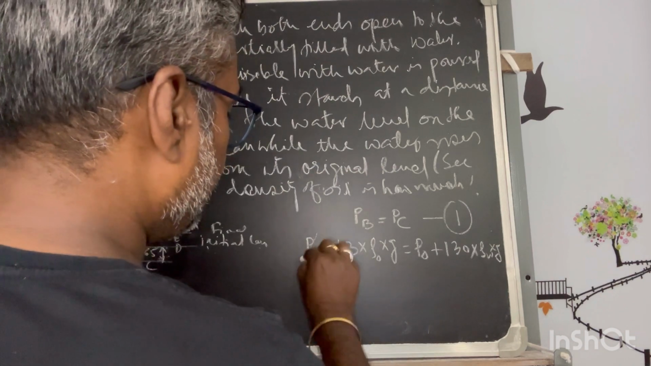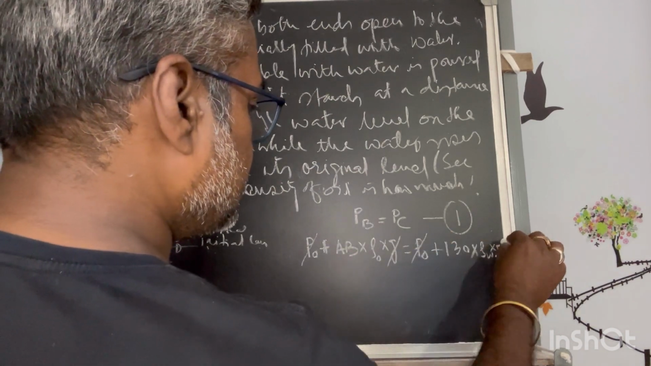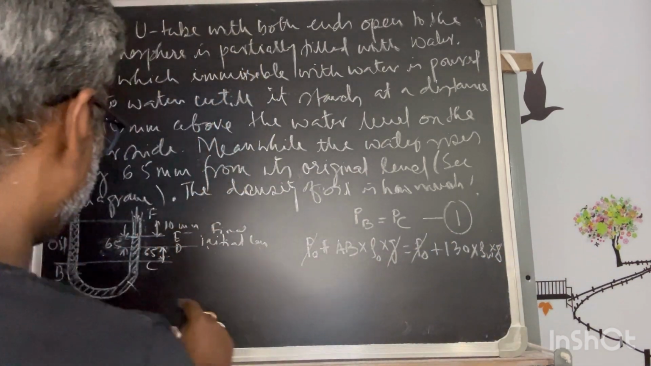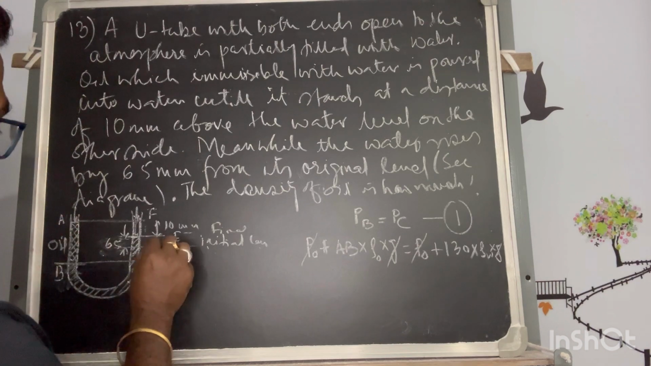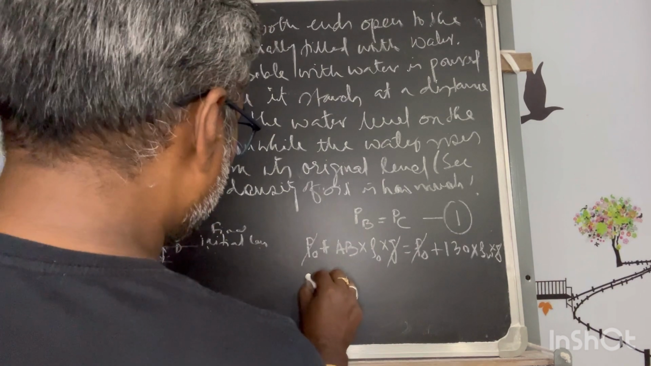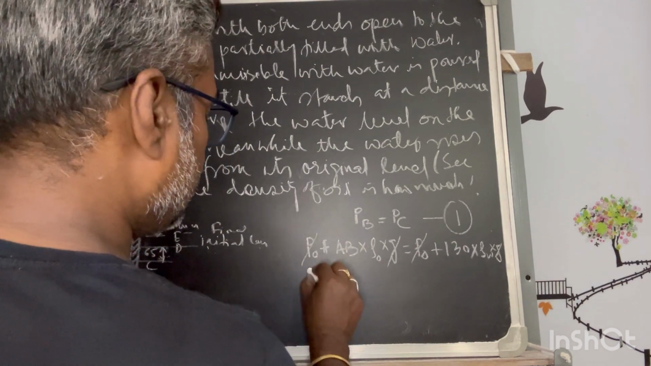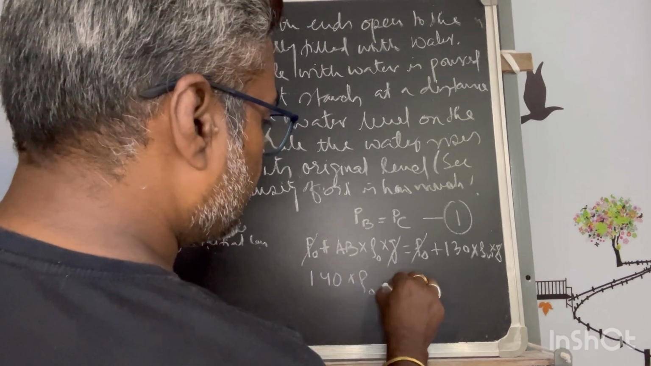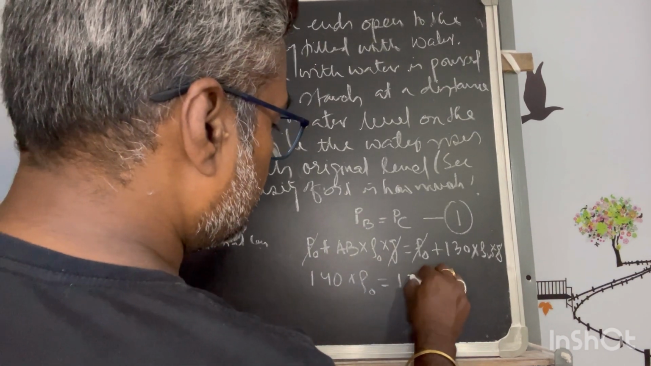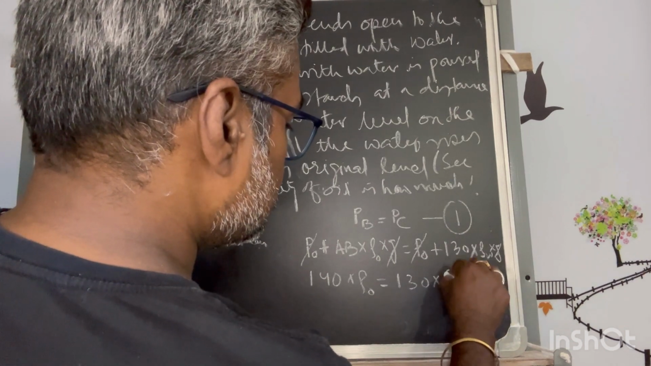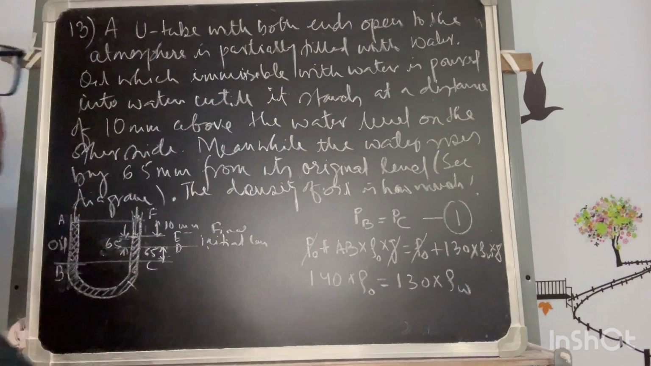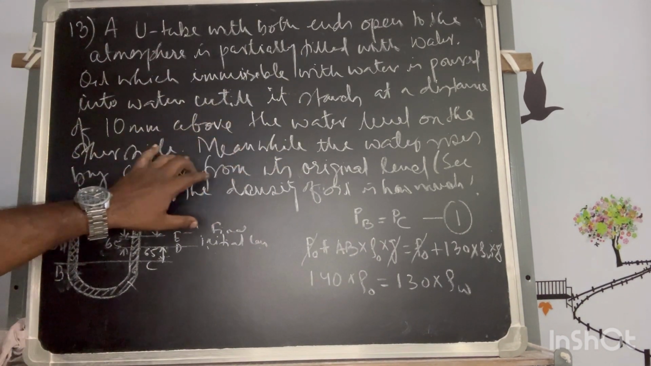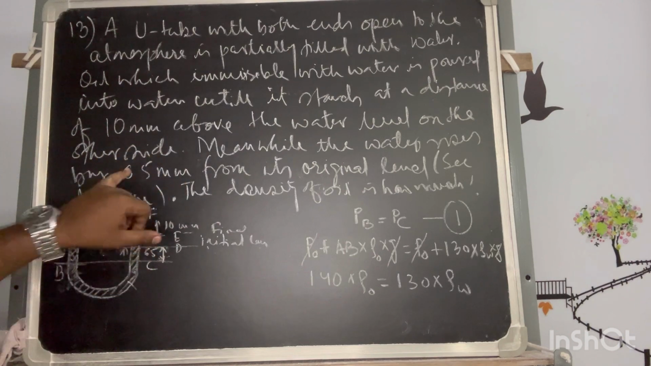So PP same, GG same. Now AB is how much? 65, 65 and 10. Okay. So 65, 65 and 130, 140 into density of rho oil into 130 into density of water. You can see all the dimensions. This is in mm, this is in mm.